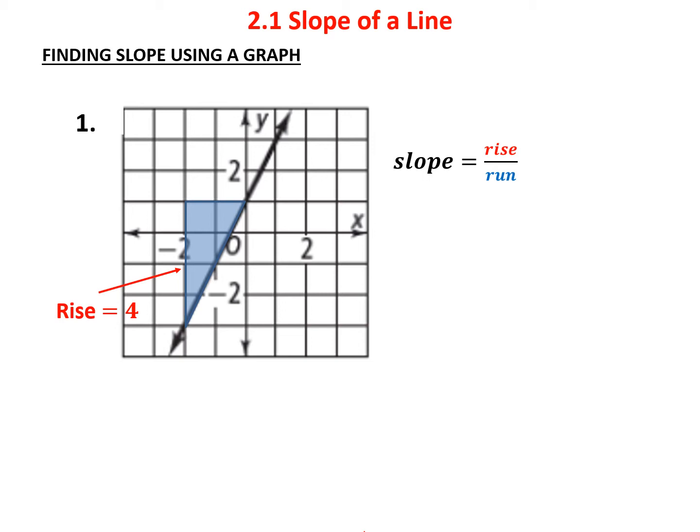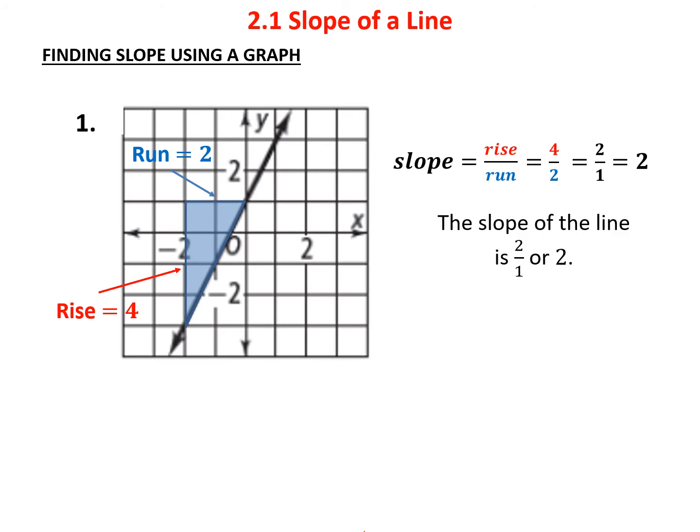And then what's the run? How many does it go to the right? It goes over 2. So my slope this time, rise over run, is 4 over 2, or I can reduce that down to 2 over 1, or simply 2. So the slope of our line is 2 over 1 or 2. We sometimes keep it in the form 2 over 1, because if you're ever going to graph something and they say the slope is 2, you have to remember that means go up 2 and over 1.